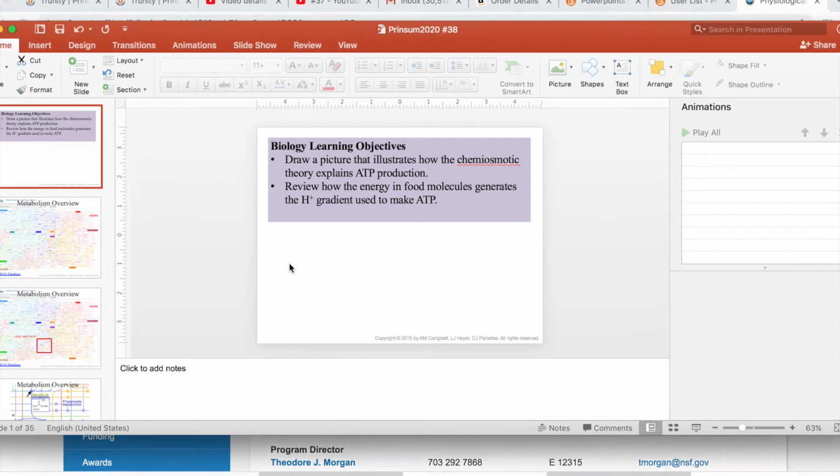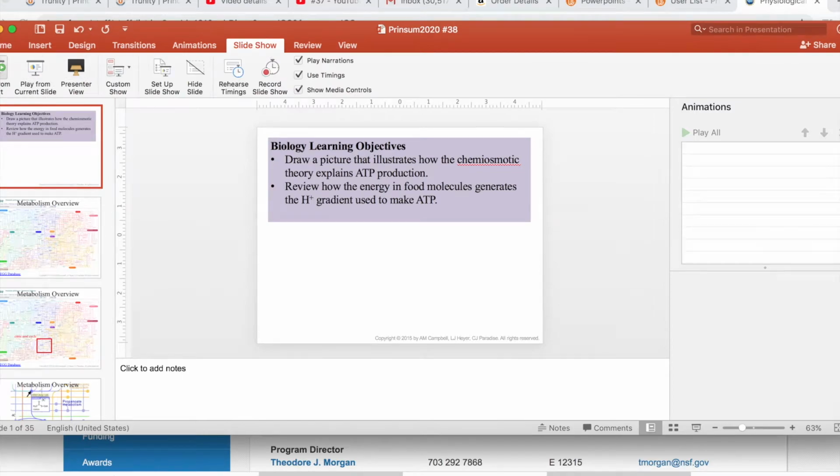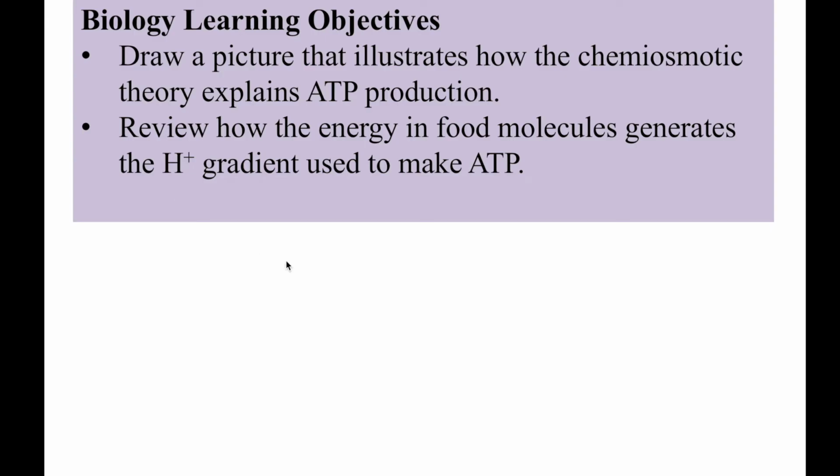This is podcast number 38. We're going to wrap up here the oxidation of glucose and how you're going to make ATP. So far we haven't made a whole lot of ATP. In this one we're going to make lots of ATP.